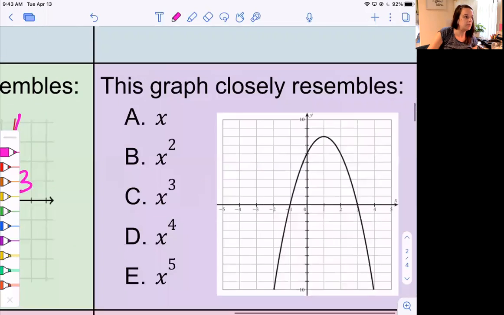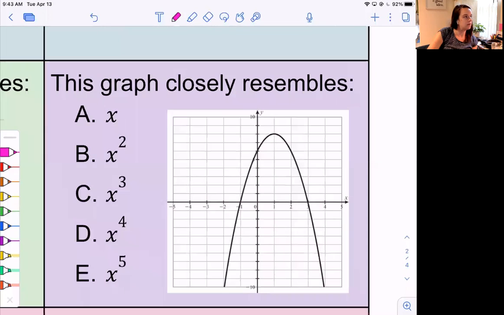All right, let's do one more. Look at this purple graph. Is this purple graph x, x squared, x to the third, x to the fourth, x to the fifth? Which one is it?